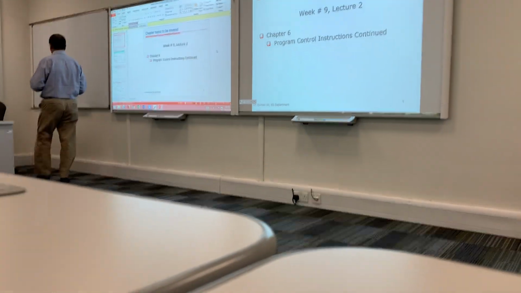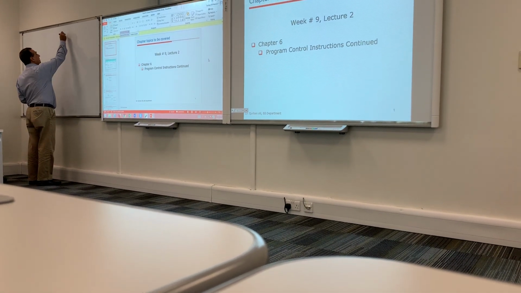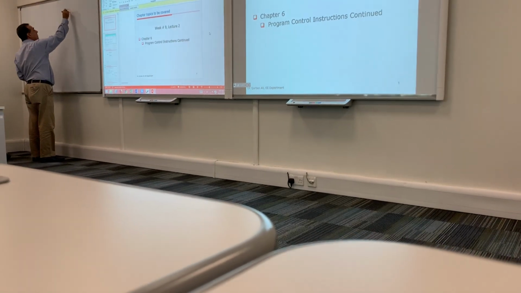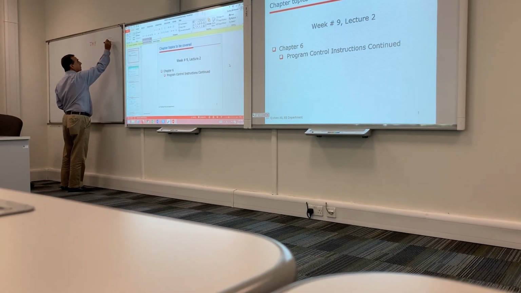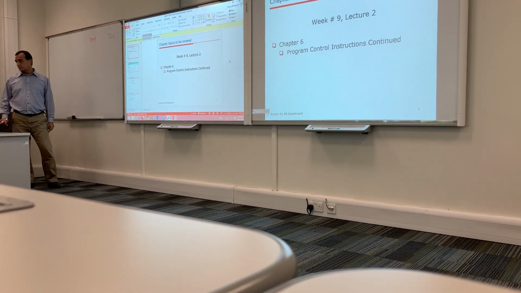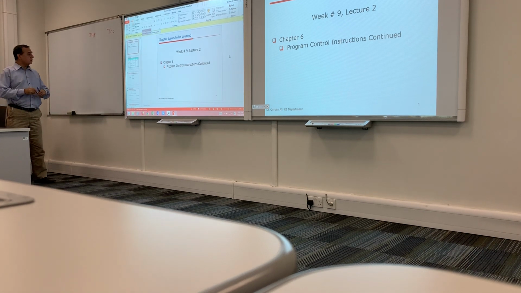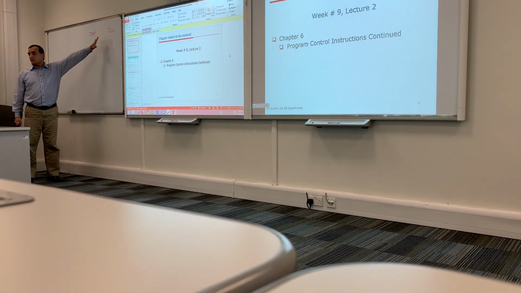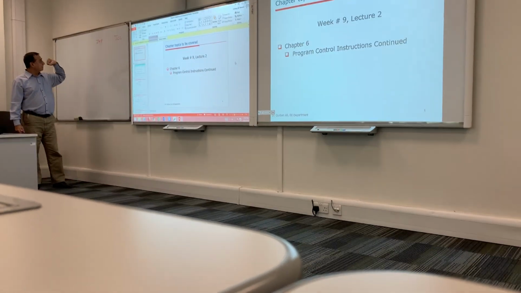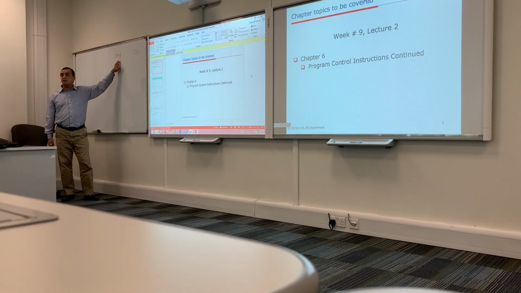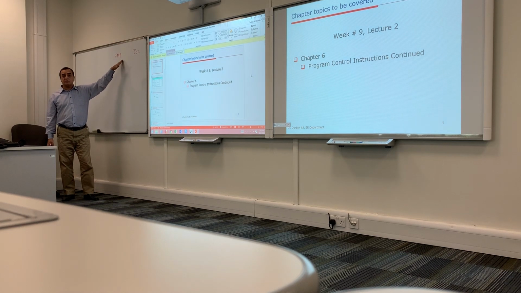Remember, if you remember, the instructions which we covered last time were JMP and JCC. These are the two program control instructions which we discussed a week ago. This one, JMP, is an unconditional jump. That means there is no calculation. The processor has to take the jump. So there is no calculation, so obviously there is no effect on the flags.